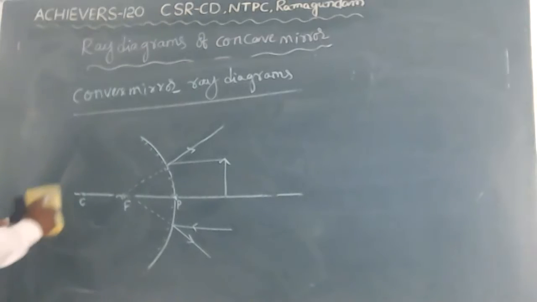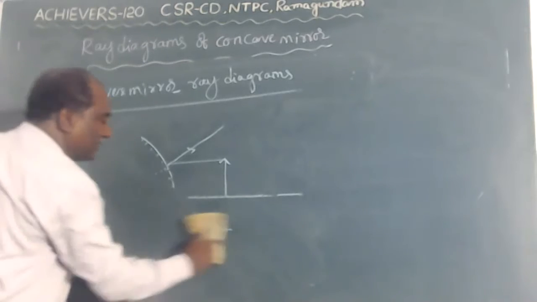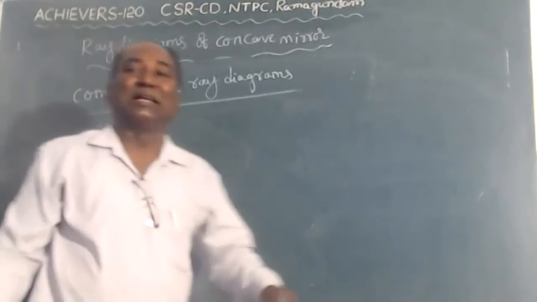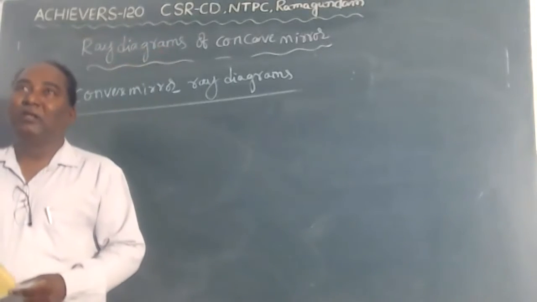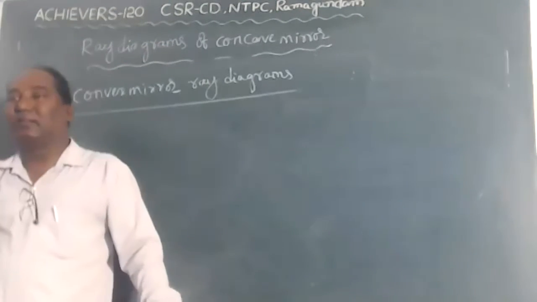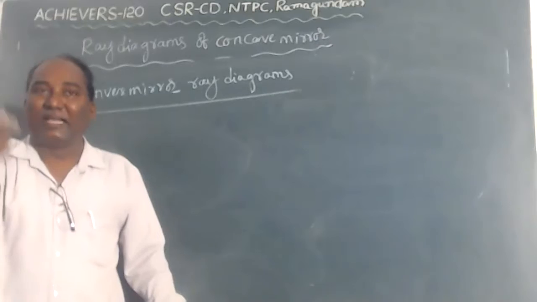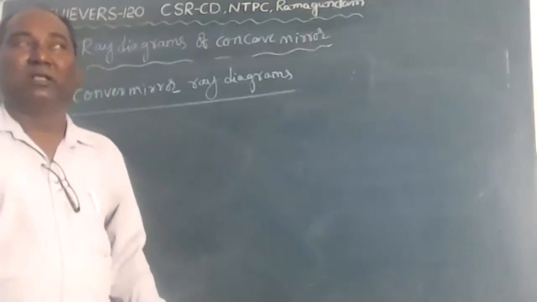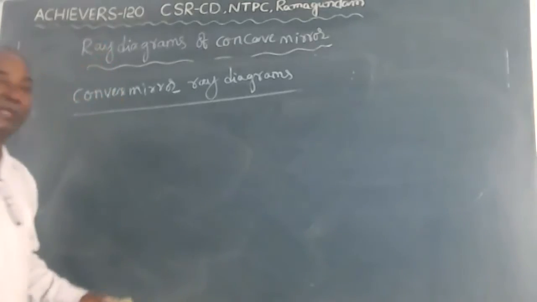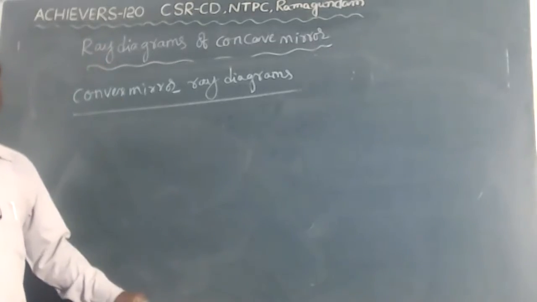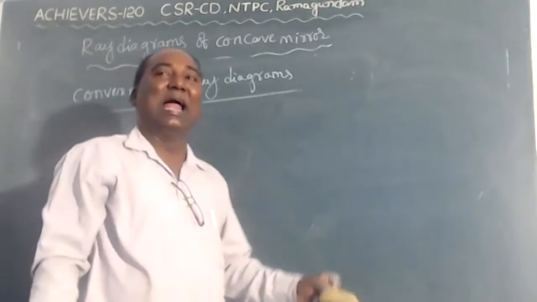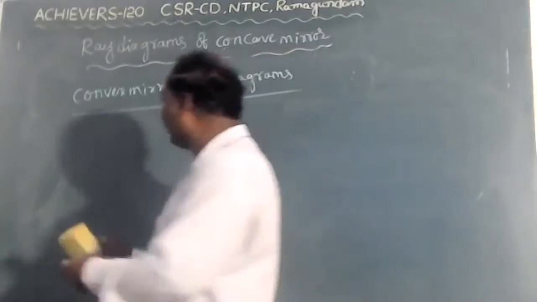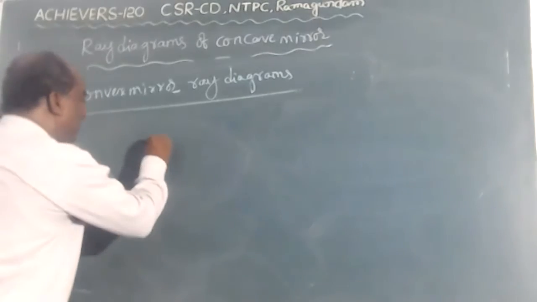So here a convex mirror always forms a virtual image because the reflected rays are not intersecting at any point. We have to extend the rays backward. Where the extended rays intersect, that is the image point. So it is a convex mirror. A convex mirror always forms a virtual and diminished image. The image is diminished.